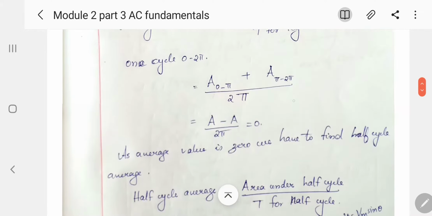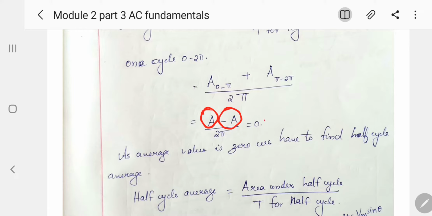So what will happen if we are substituting the values here? Area, and this area will be minus area. So together, when we are considering, the average value becomes equal to 0. Okay. So when we are calculating the average value, we got the value as 0.